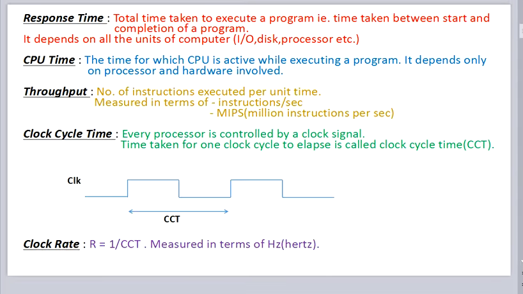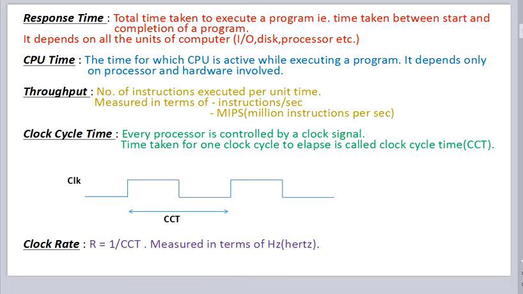Next we have some terminologies. First one is response time. It is the total time taken to execute a program, that is, the time taken between start and completion of a program. It depends on all the units of the computer, that is input, output, disk, processor, etc. Next is CPU time, the time for which the CPU is active only while executing a program. It depends only on the processor and hardware involved.